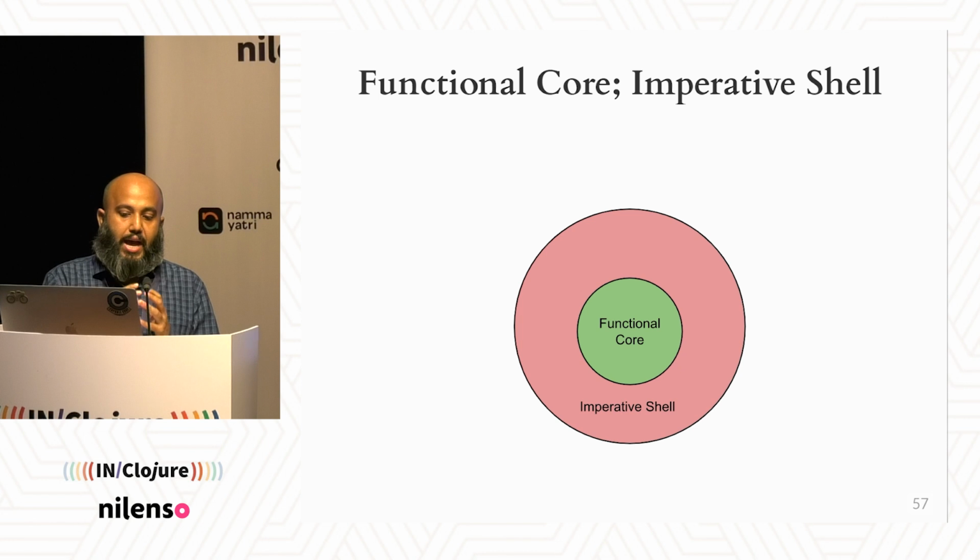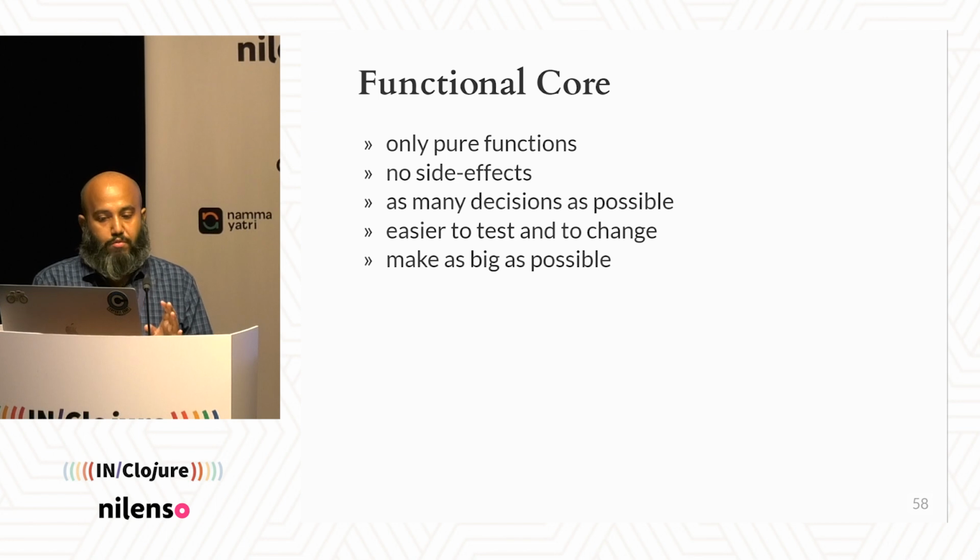So the idea is that you break your program into two parts. One is the functional core, right? And one is the imperative shell. So in the functional core, there are only pure functions. There are no side effects, and you put as much business logic as possible in the functional core, right? So no reading from file, no web request, no nothing, no disk, no caching, nothing, right? Only pure functions. All business logic goes here.